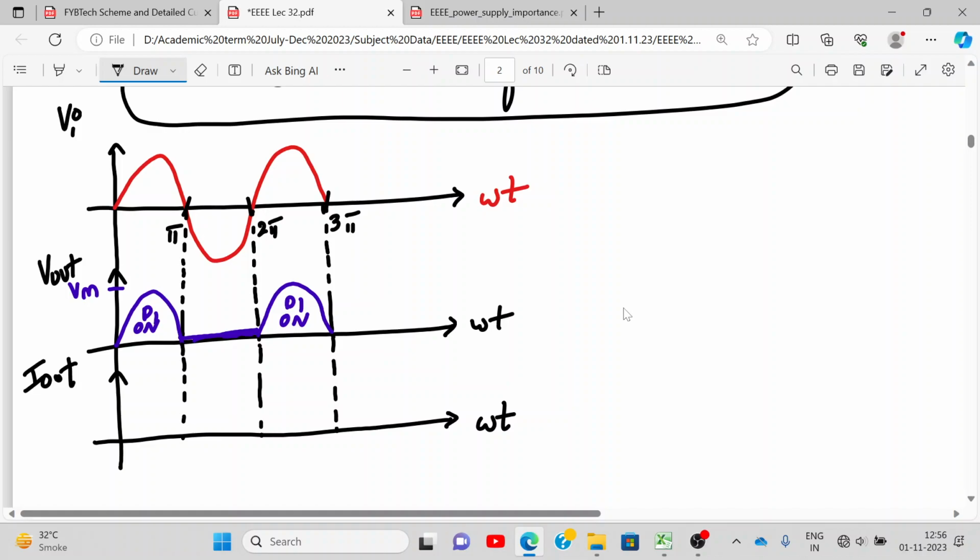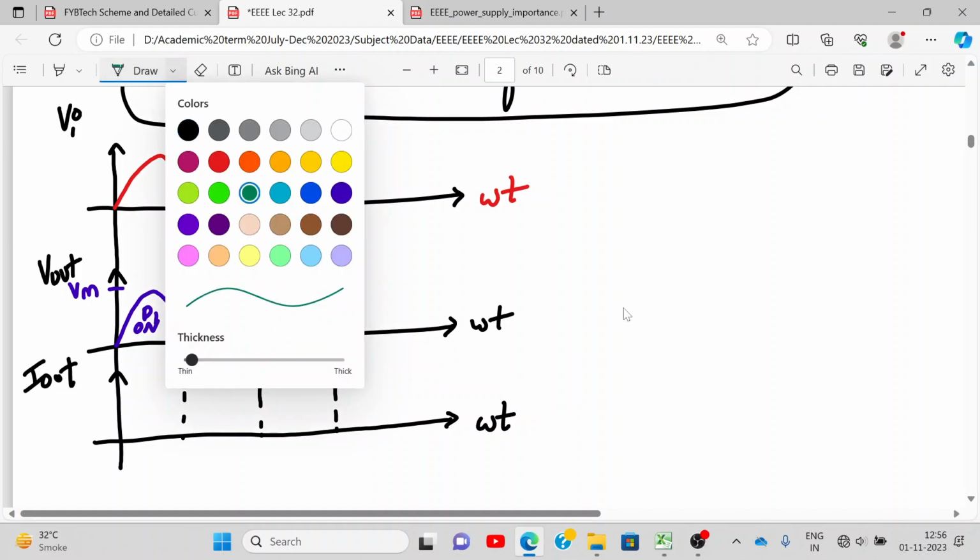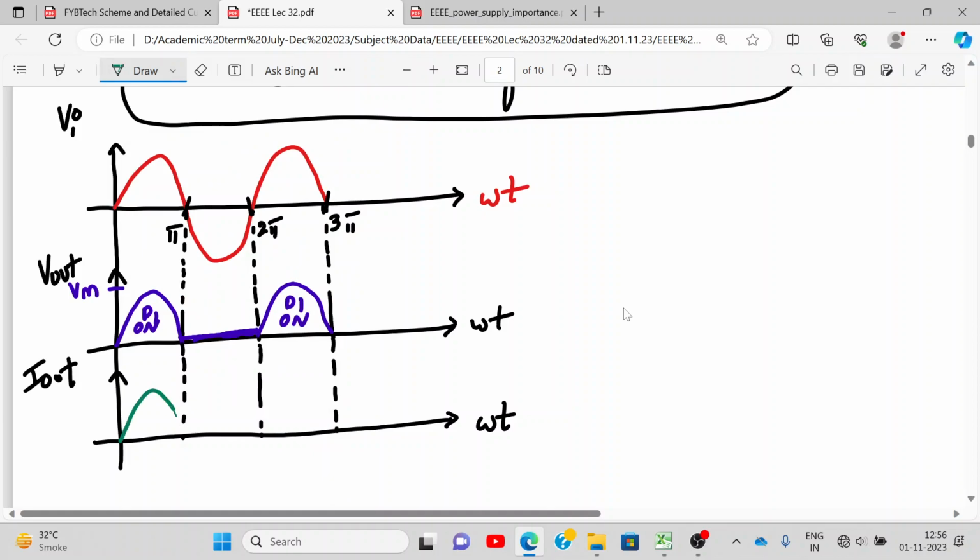It will be of the same nature, but what will be the difference? Can anyone tell me? Same nature, but this height is V out upon RL, or Vm upon RL, we can say. Are you understanding? The difference is in the magnitude of the height, one is a current, the other is a voltage.